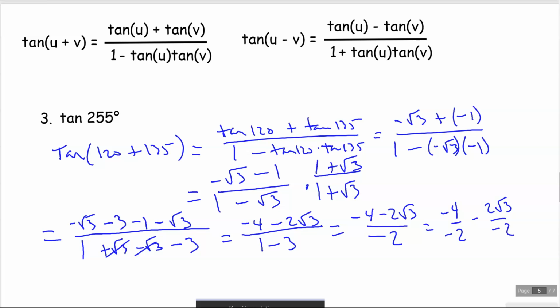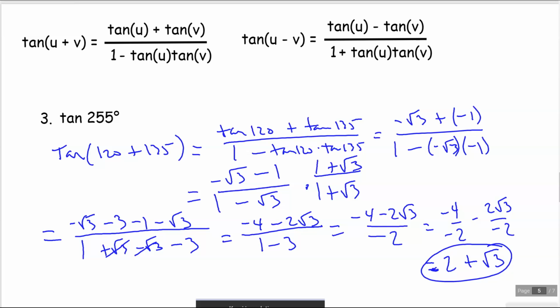All right. So negative 4 over negative 2 is positive 2. Let me erase that a bit. Positive 2. And then 2 root 3, the 2's will cancel, and we have 2 negatives, so that's a positive root 3. So my answer is positive root 3. Okay? You'll get answers, just like with sine and cosine, we got kind of similar answers. With tangent, we're going to get answers with a 2 and a root 3. It may be 2 minus root 3, it may be negative 2 minus root 3.